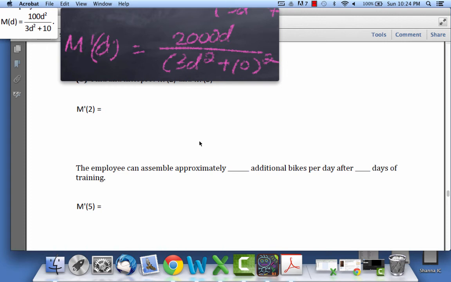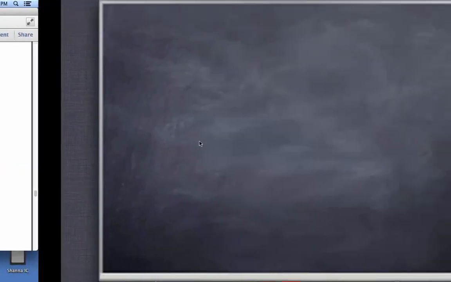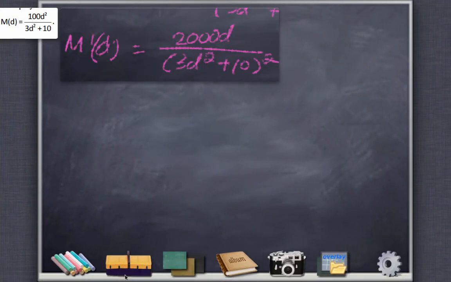This is a rate of change. So this is how many more or fewer did I make the next day, approximately. So we're approximating an increase or decrease in manufacture the next day after the second day. So whatever number we get for m prime of 2, we are estimating that they can make that many additional bikes per day after 2 days.